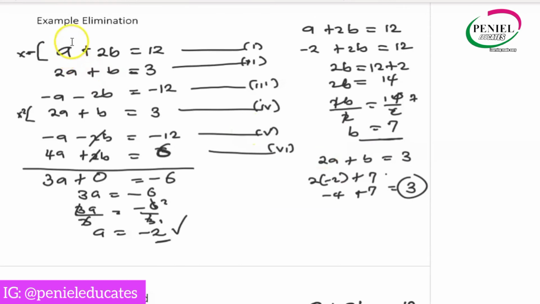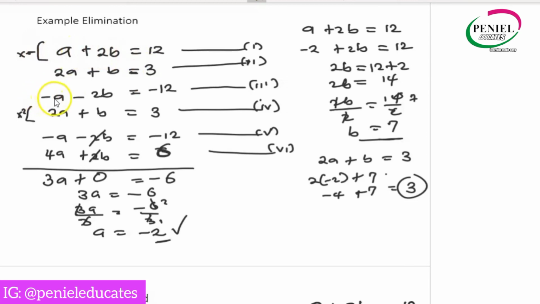All right, so let's look at another example using the elimination method. In this example, like I said before, we are given a plus 2b and 2a plus b. Ensure that one of these is negative and the other positive, so that they cancel. So in this case, I'm going to multiply the upper one by minus.